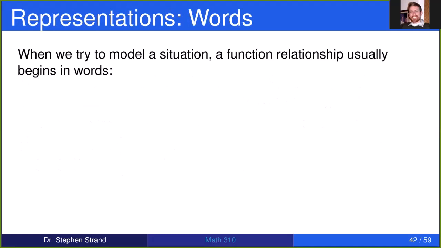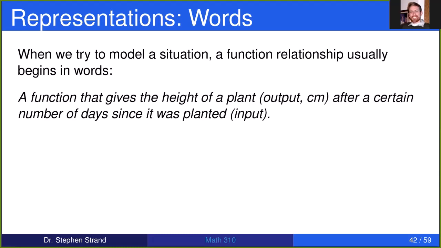The first way that we can represent functions, and often how we start, especially in a context situation, is trying to describe a function just in words. So we might say something like, there is a function that gives the height of a plant after a certain number of days since it was planted. And then for units, we might measure the height in centimeters. Think of that as the output, and the number of days is the input.